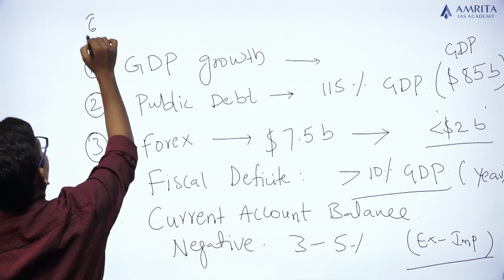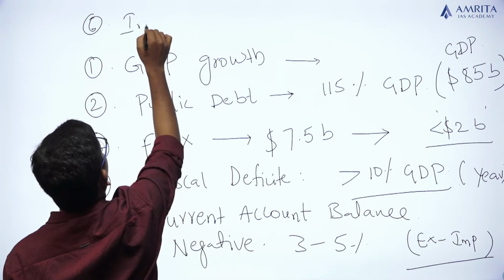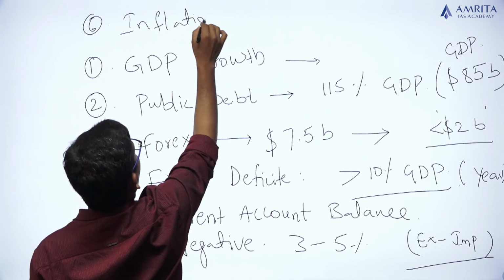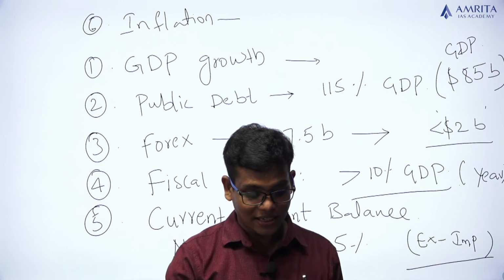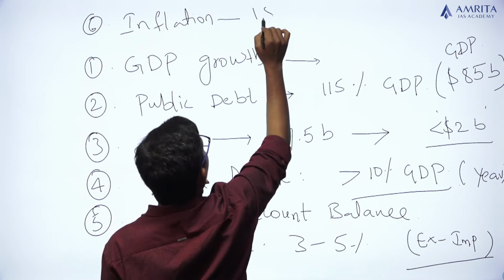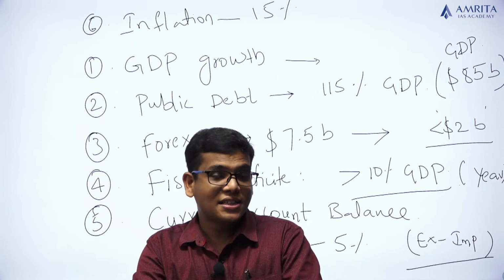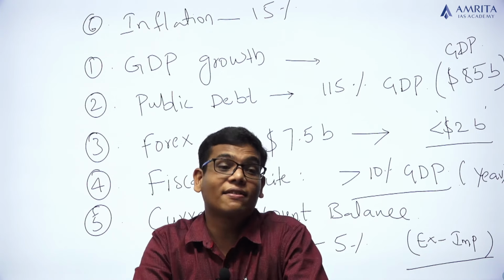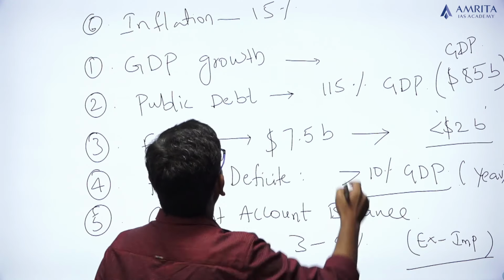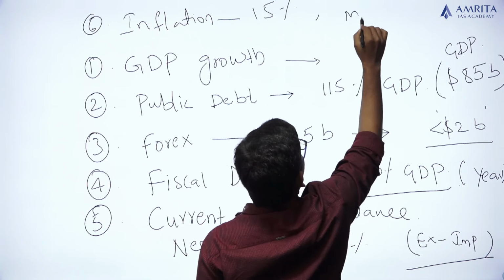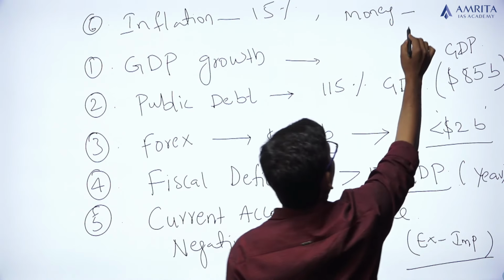Next, inflation. Inflation is an important indicator in the economy, because inflation is something which will take away your entire income. So the inflation in the economy is 15%. That means the prices of goods and services are increasing at a rate of 15%. And the money supply in the economy has increased from 7 to 17%.